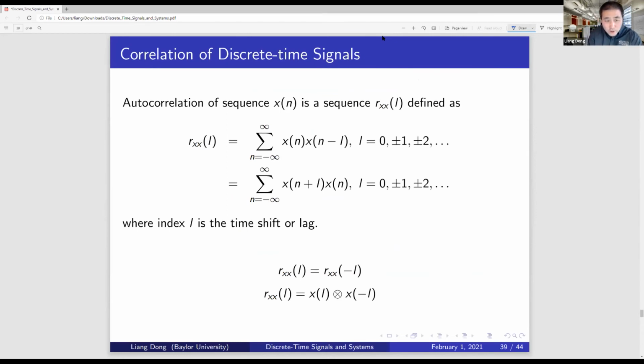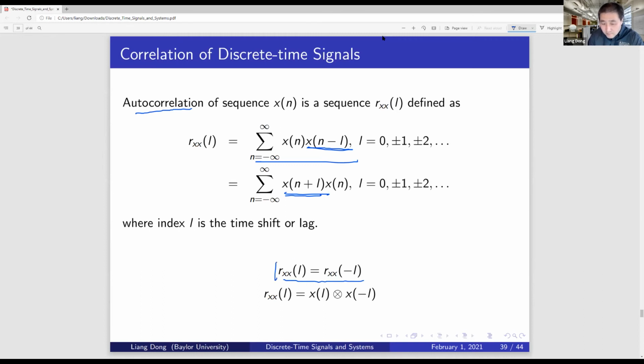Autocorrelation of a signal: you just change the Y to be another X, so it's a signal correlated with itself. Autocorrelation is R sub XX of L. You put it into this equation, change the second term from Y to X, and then you get the autocorrelation. We have these two properties here. In this case, autocorrelation R_XX of L is equal to R_XX of negative L.